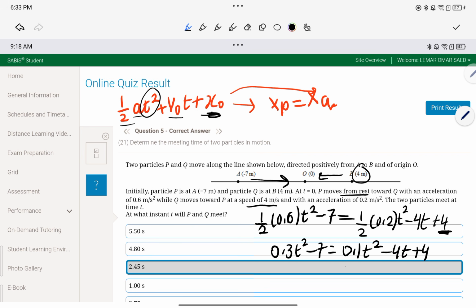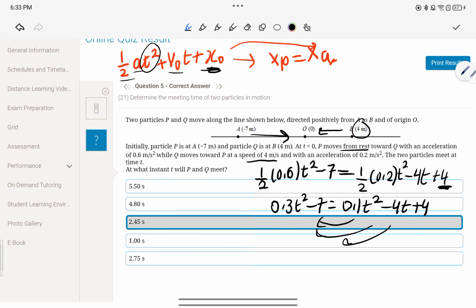Okay, move them to the other side. They will be 0.3 minus 0.1, minus 7 plus 4 minus 4t, 0.2. Oh yeah, guys, don't forget t squared here. T squared minus 4t. Guys, just put it in order. This is minus, so it will be negative 11.